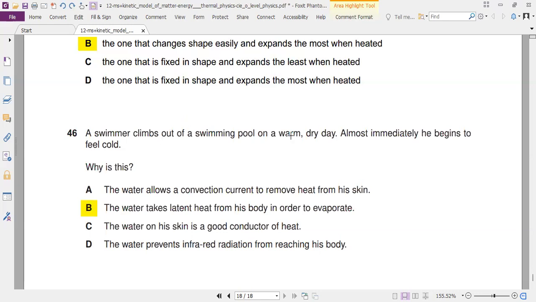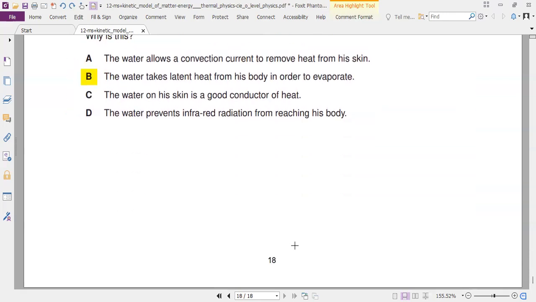46. It is repeated, but with a different statement. The water takes latent heat from his body in order to evaporate. Look at A, C, and D. Water allows a convection current? No, it's not flowing on his body. The water on the skin is a good conductor of heat? Water is not a good conductor. The water prevents IR? No, it can't.